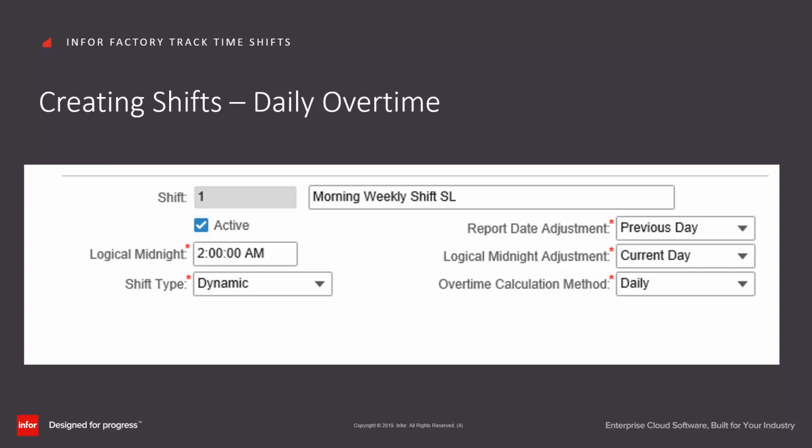The daily overtime method in a static shift sets a duration of time prior to the start of the shift as overtime before shift, and a duration of time prior to the start of overtime before the shift as double time before shift. Same is done for durations after the end of the shift to define the overtime and double time timeframes.